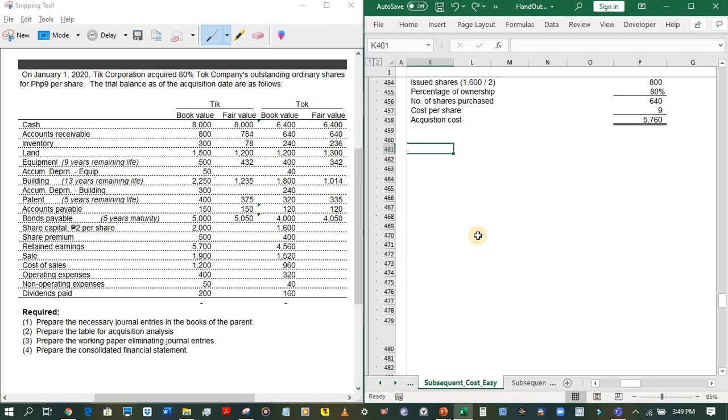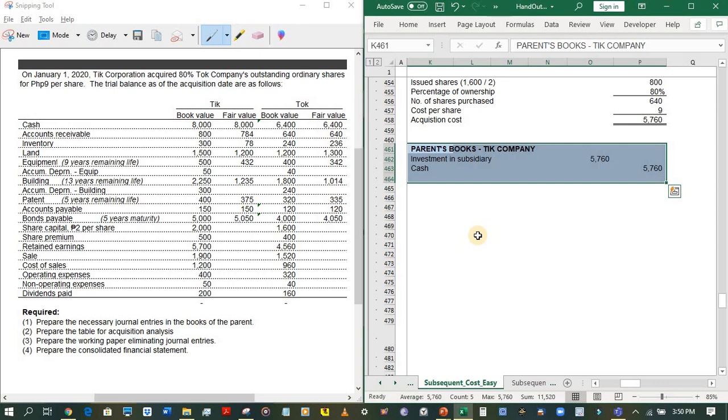So let us prepare the journal entry in the books of the parent company. The parent company is TIC Company because TIC has control over TOC Company. In the parent's books, we will record an investment in subsidiary account by debiting investment in subsidiary for the total amount of acquisition cost, or 5,760. And since the 5,760 is paid in cash, cash is credited also at 5,760. This is the journal entry in the parent's books related to the acquisition of 80% of the ordinary shares.